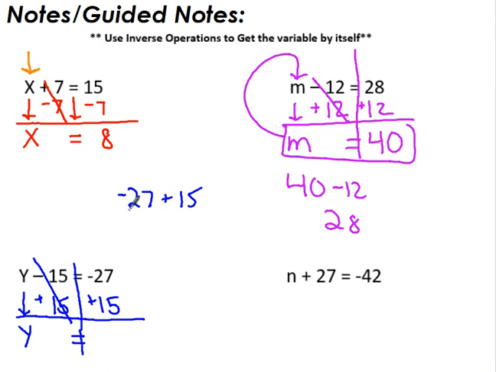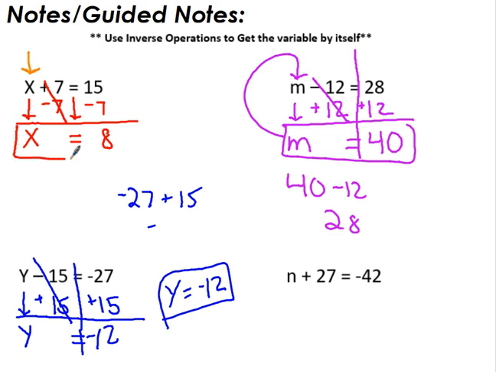And then I need to do 27 minus 15. Well, 27 minus 15 is 12. So my answer is negative 12. So y, and when I write down my answer, I should write it down as y equals negative 12. Just like I did here, x equals 8, m equals 40. You're writing what the variable is equal to.